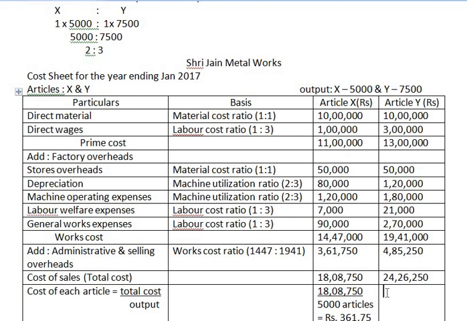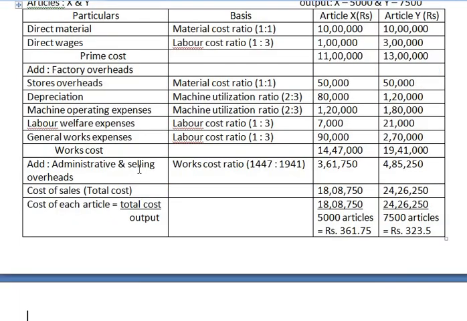Okay, now same thing for article Y also. So total cost is 24 lakhs 26,250, divided by how many articles? 7,500 articles, which will be equal to rupees 323.5. Okay, so this is what they had.